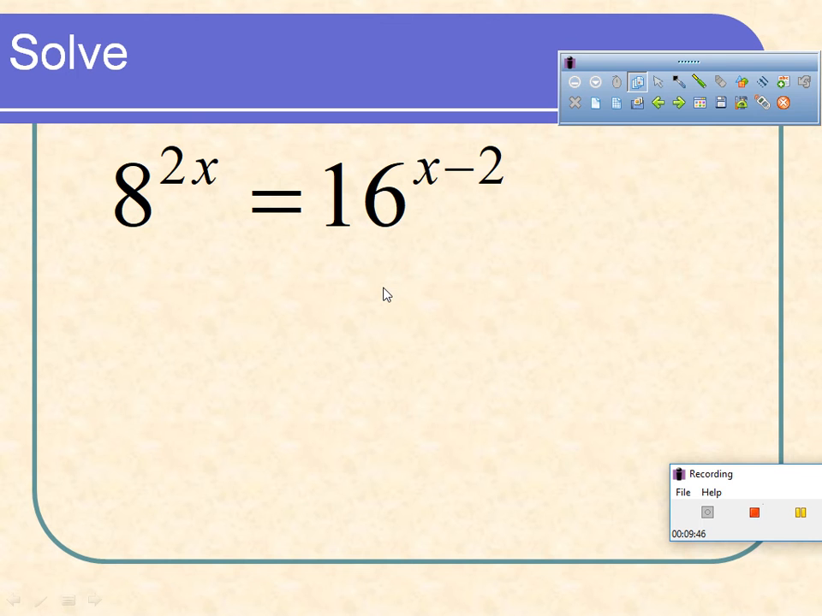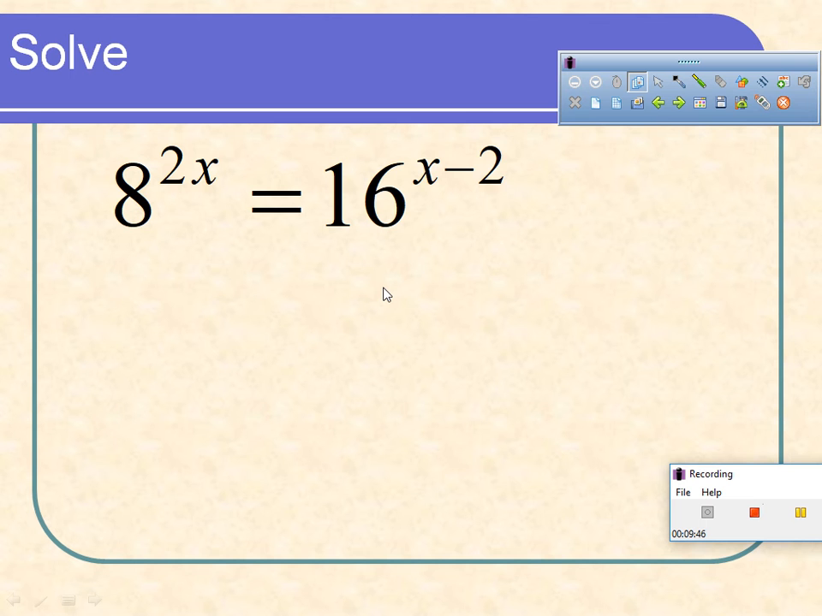All right, let's pick up with this one. So I've got 8 to the 2x equals 16 to the x minus 2. So again, I can't cross out the bases because one of them is 8 and one of them is 16. So I'm going to have to try to rewrite these two numbers.